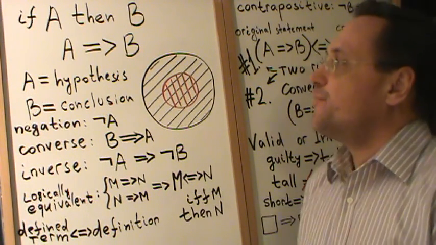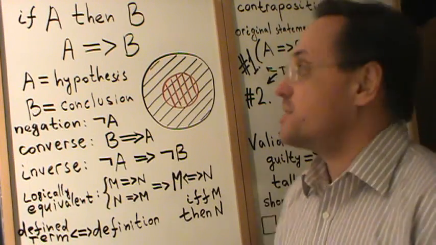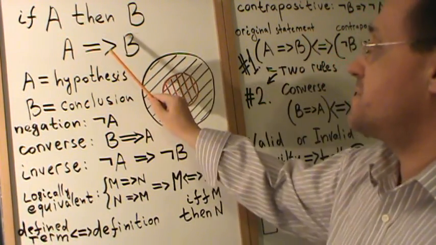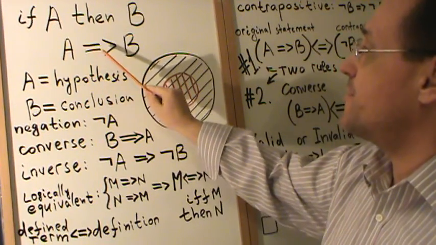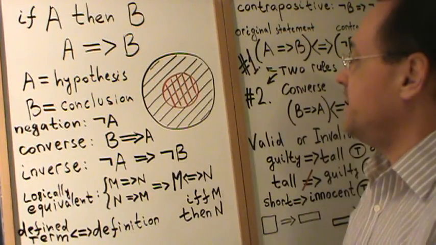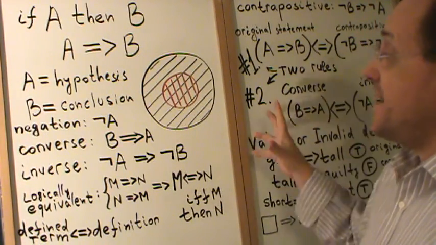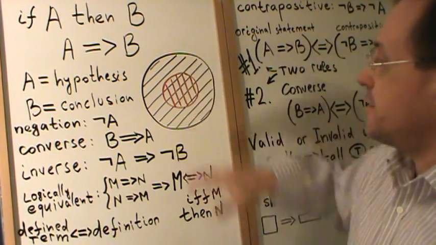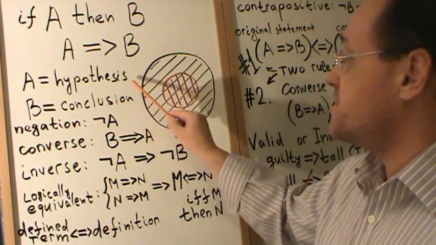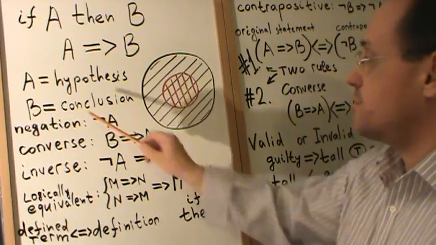First term, conditional statement. If A, then B. Sometimes they write A, therefore B. For example, if I live in Toronto, then I live in Canada. The first portion A is called the hypothesis, and the second portion B is called the conclusion.